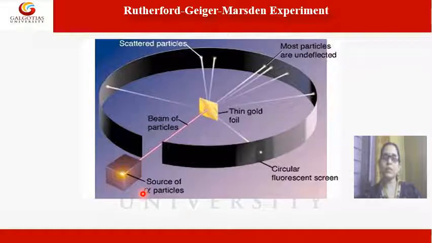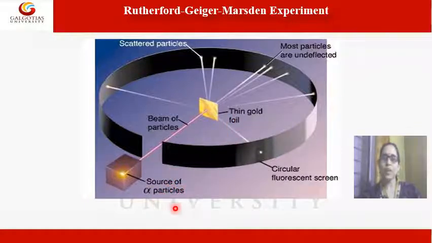According to Thomson, the atom consists of a positively charged sphere. So they took a thin gold foil. Why a thin gold foil? Because a thin gold foil will contain only around 1000 atoms. If the number of atoms is small, we can get a concrete result in each experiment.